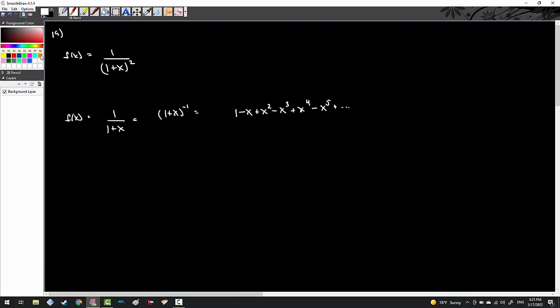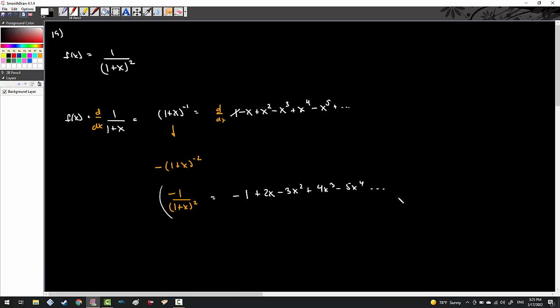Now what I'm going to do on either side is differentiate either side. If I differentiate each side here, I get negative (1 plus x) to the negative 2, which is really negative 1 over (1 plus x) squared, which is almost what they have me getting. On the other side, the constant goes away. I'm going to have negative 1 plus 2x minus 3x squared plus 4x cubed minus 5x to the fourth, dot dot dot. So here's the thing. I almost have what they want. I don't have what they want.